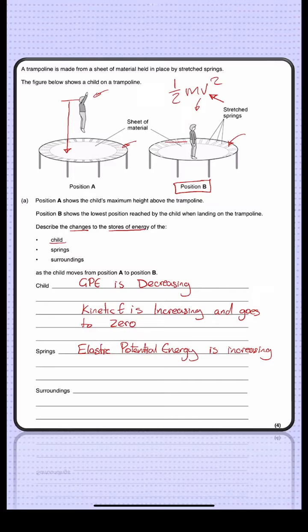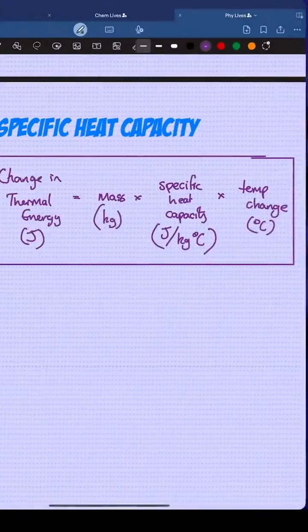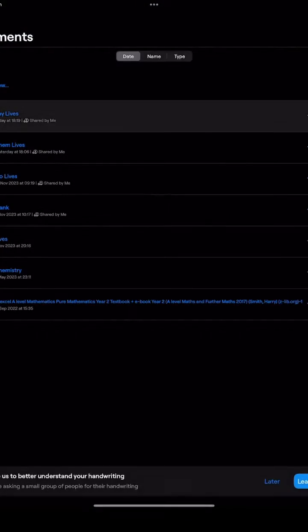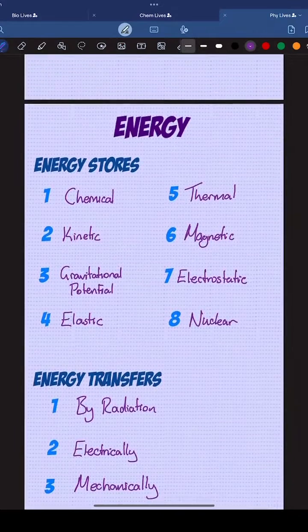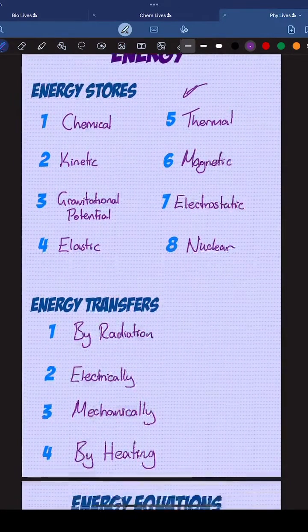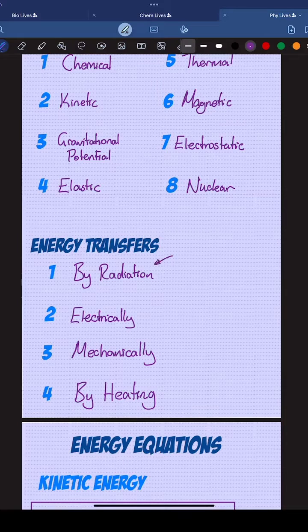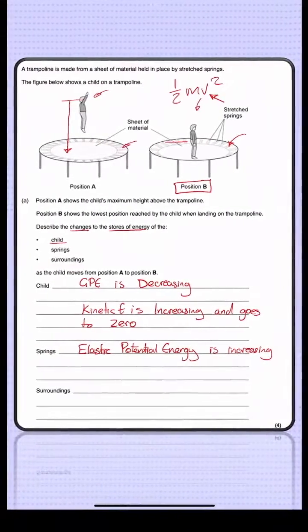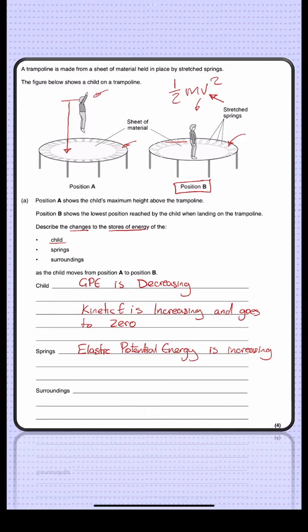Then we've got the surroundings. What do you guys think about that? That's for the final mark. What's happening to the surroundings as these springs stretch? Surroundings, yes. Usually for surroundings, it is thermal energy. You can't say sound because sound is not one of our energy stores. The question is specifically asking about energy stores. Sound is basically one of our energy transfers. It comes under radiation. So you can't say sound as your energy store. The answer is thermal energy. Yes, the kinetic energy is being converted to thermal energy. So what's happening is thermal energy increases.